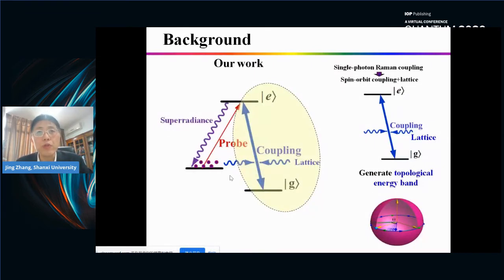Here, I will give a quick show of why our system can study topological physics. A pair of strong laser beams with the same frequency forms a 1D optical lattice and drives the transition of two energy levels between the excited and another ground state. Note here that one laser beam driving the transition between the ground and the excited state corresponds to one-photon Raman coupling. Thus, we can generate spin-orbit coupling and topological energy band with an optical lattice.